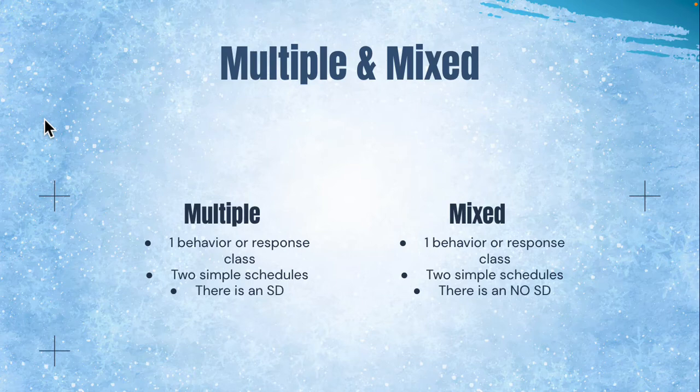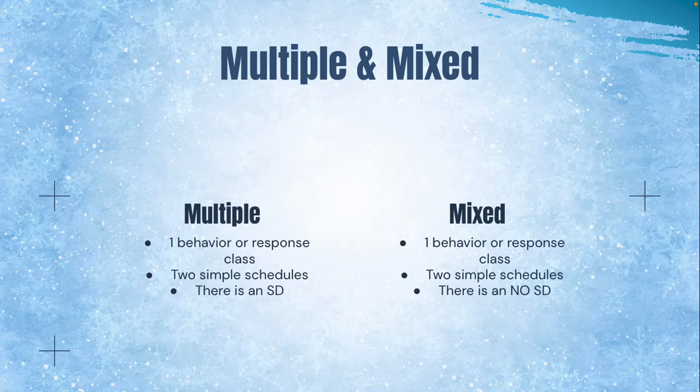First, let's talk about mixed and multiple. Mixed and multiple fall under that successive category. One is available and then the next. So for multiple schedules and for mixed schedules, we have one behavior or response class. Super important. It's just one behavior or response class that you're reinforcing. There are two simple schedules combined. It doesn't matter if it's two intervals, two ratios, an interval and a ratio. That piece doesn't matter. What does matter is that it is two different simple schedules combined.